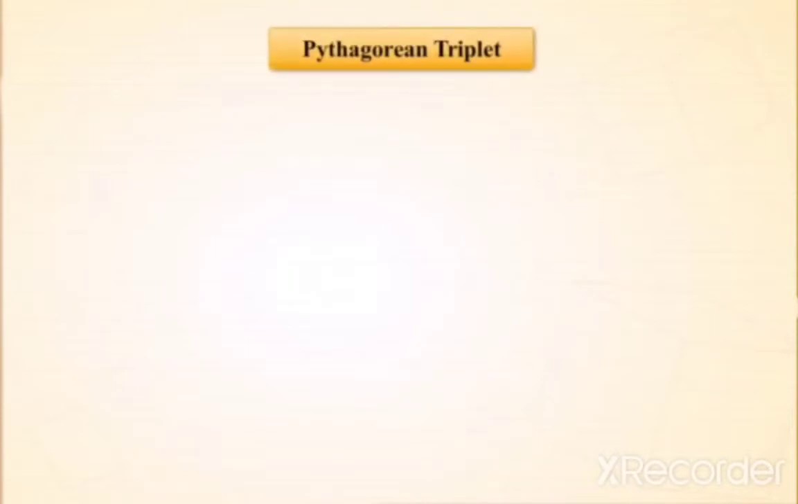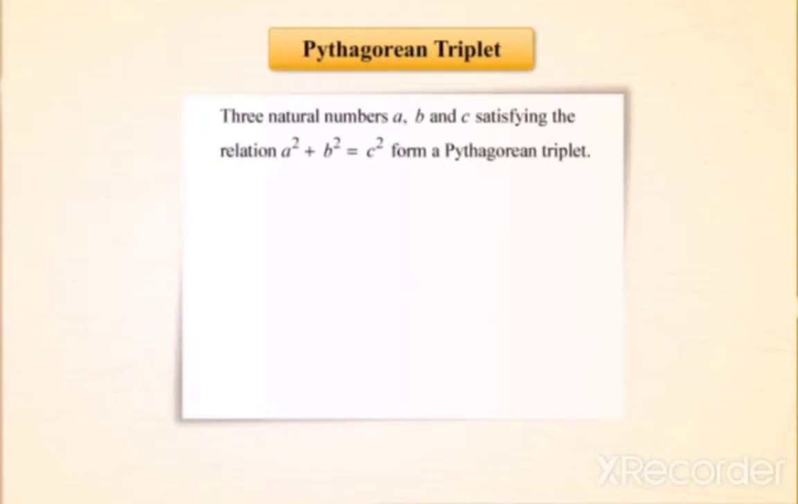Square numbers contain some interesting patterns. One such pattern is the Pythagorean triplet. A Pythagorean triplet is formed by 3 natural numbers, a, b, and c, satisfying the relation a square plus b square is equal to c square.